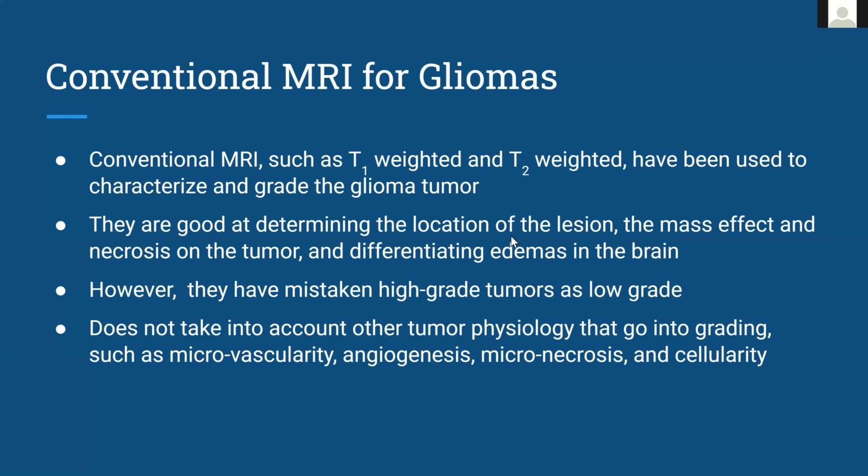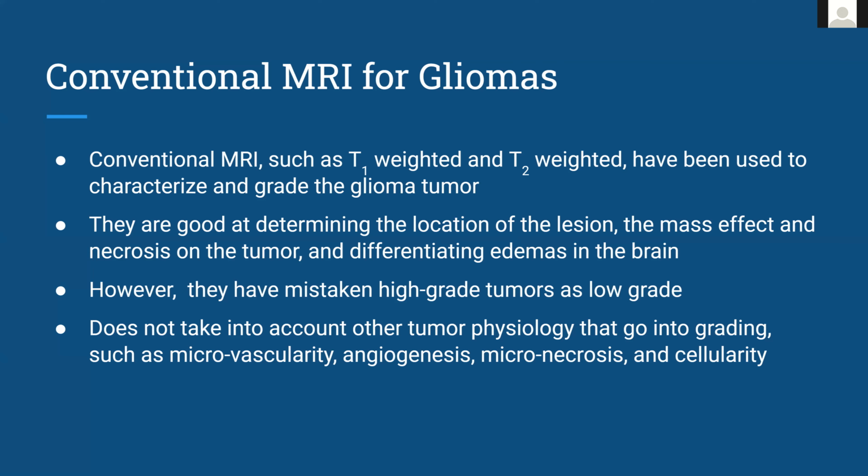Conventional MRI such as T1 weighted and T2 weighted images have been used to characterize and grade glioma tumors. They're good at determining the location of the lesion, the mass effect and necrosis of the tumor, and differentiating edemas in the brain. However, they have been shown to mistake high-grade tumors for low-grade.